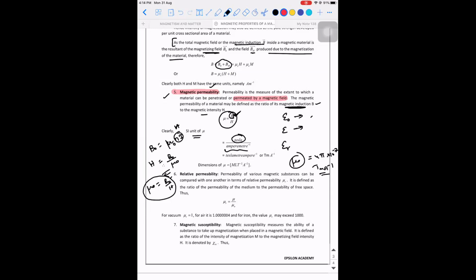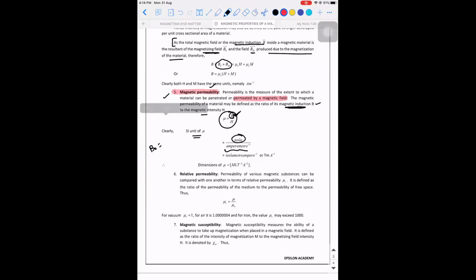So if you are done, I'll move to the next topic. I'm moving on to the next part. The next part is called relative permeability.